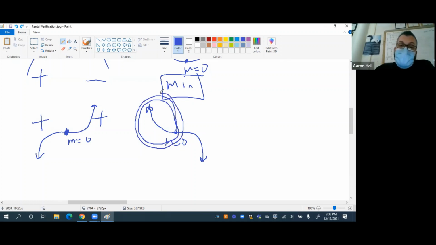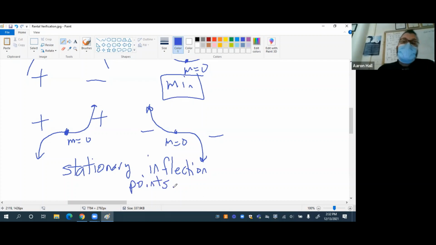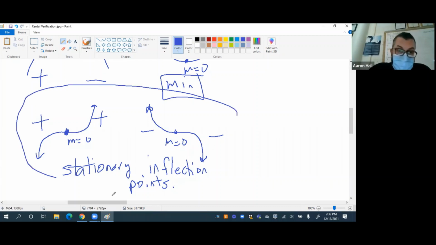What's the slope over here on the left-hand side of my stationary inflection? Negative followed by a negative. These are called stationary inflection points. So I'm going to ask the question again. If I find the derivative, I set the derivative to 0 and solve for x. Does that guarantee that I found a maximum or a minimum? No, it could be a stationary inflection point. It could be one of these. That is a possibility.